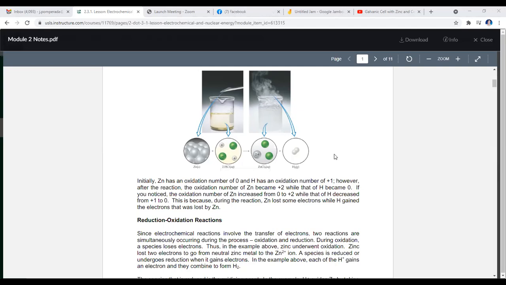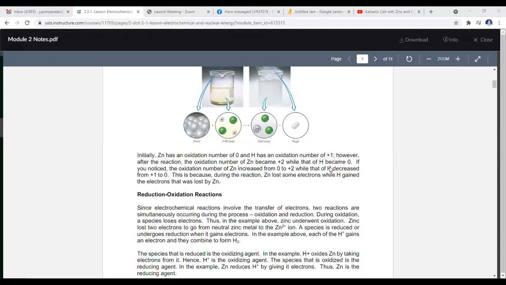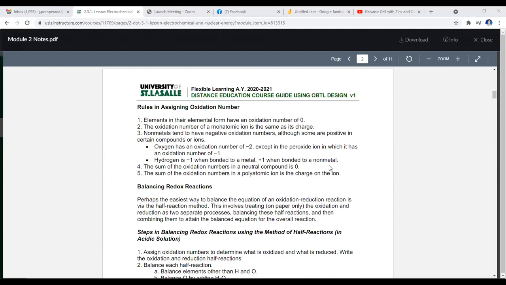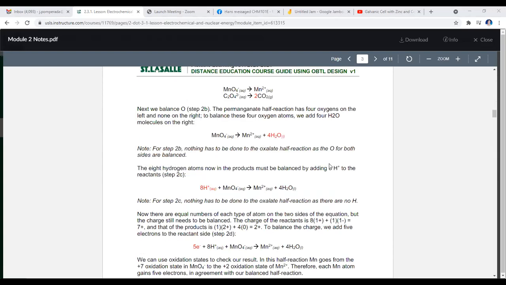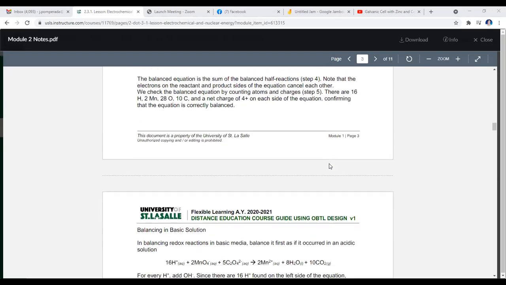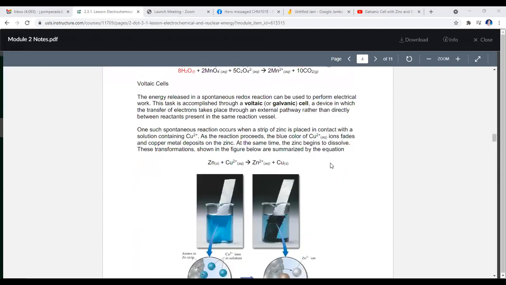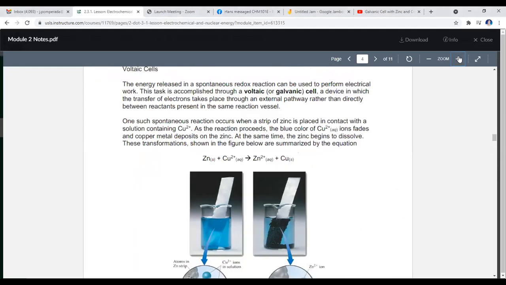Last meeting, we also learned how to balance redox reactions using the half reactions method, whether in acidic or basic solution. I will not enumerate the steps anymore because I'm sure you have already practiced balancing redox reactions, since that was your problem set. For this afternoon, we go to a new topic. Let me increase this so it will appear bigger.